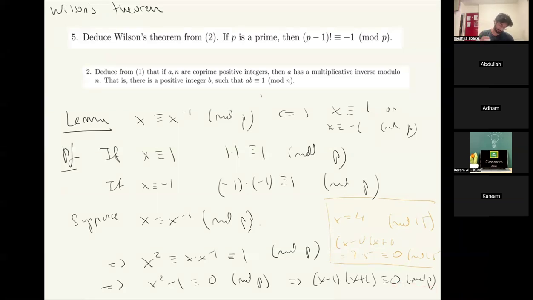So how do we use that p is prime? We use the prime property. Because p divides the product, it divides one of them. So either p divides x minus 1 or p divides x plus 1. And then we get the conclusion that either x is 1 or x is minus 1 mod p.